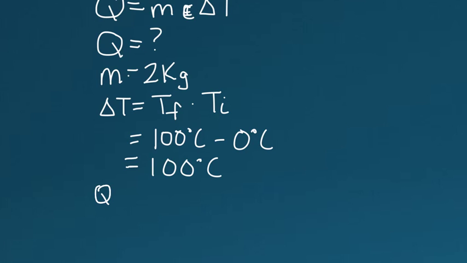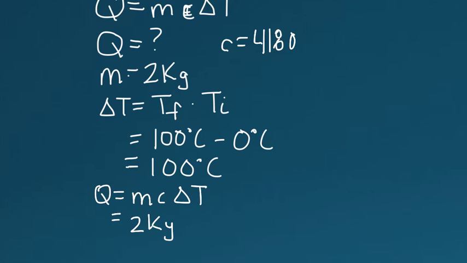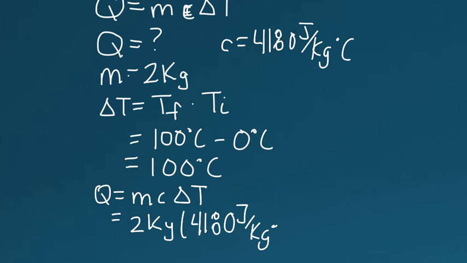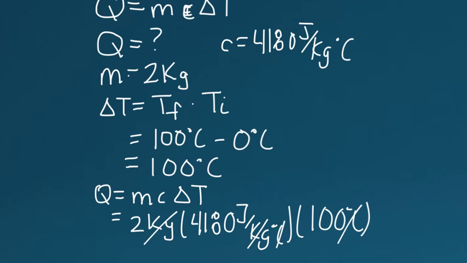You do the math. Q equals mc delta T. So 2 kilograms. Oh, I didn't do C in here. My C is still 4,180 joules per kilogram degrees Celsius. So 2 kilograms times 4,180 joules per kilogram degrees Celsius. Multiply that by my change in temperature, which is 100 degrees Celsius. Degrees Celsius and the kilograms cancel out.